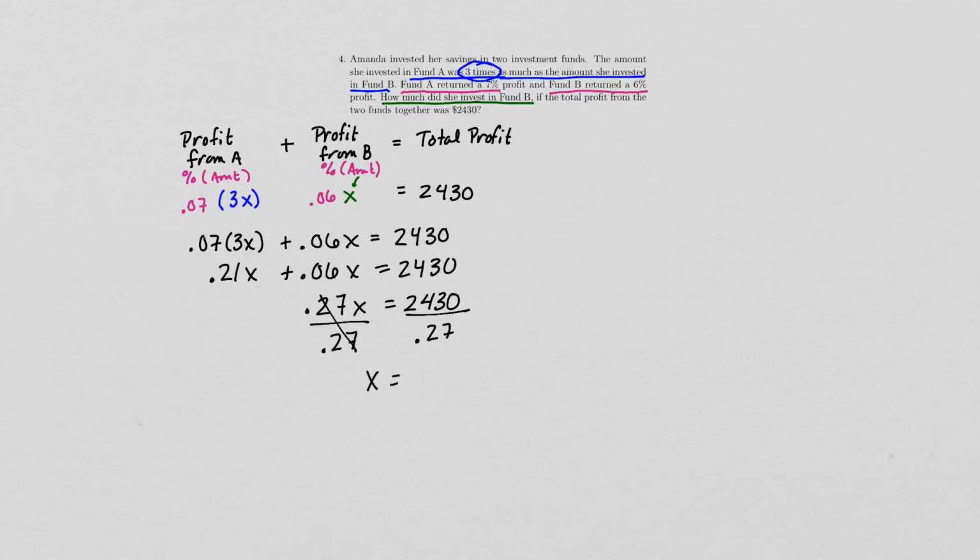X ends up being 2,430 divided by 0.27, which is 9,000. So how much did she invest in Fund B? She invested $9,000 in Fund B.